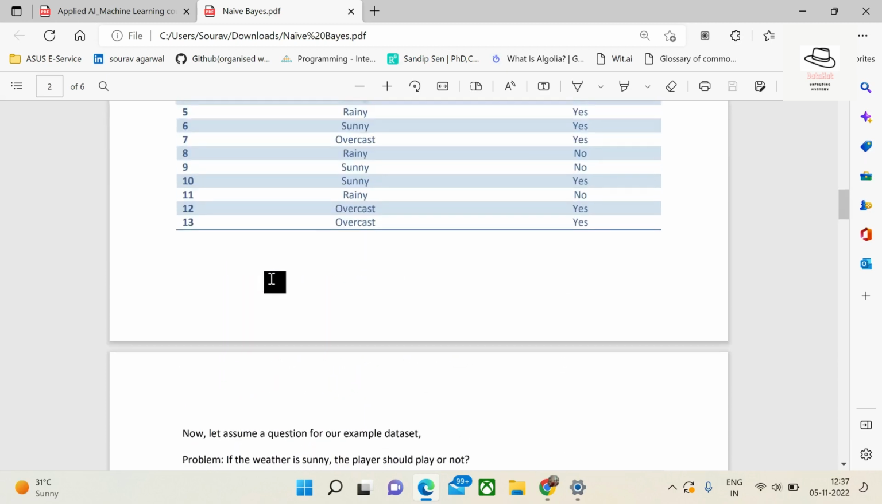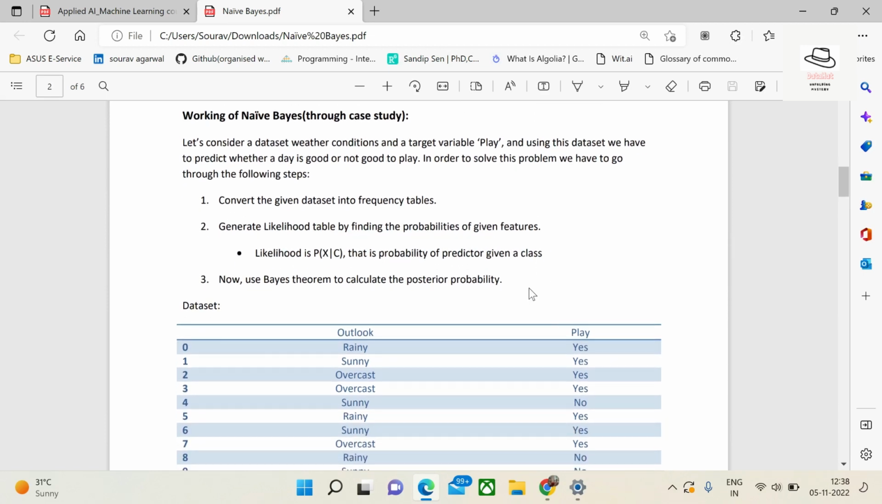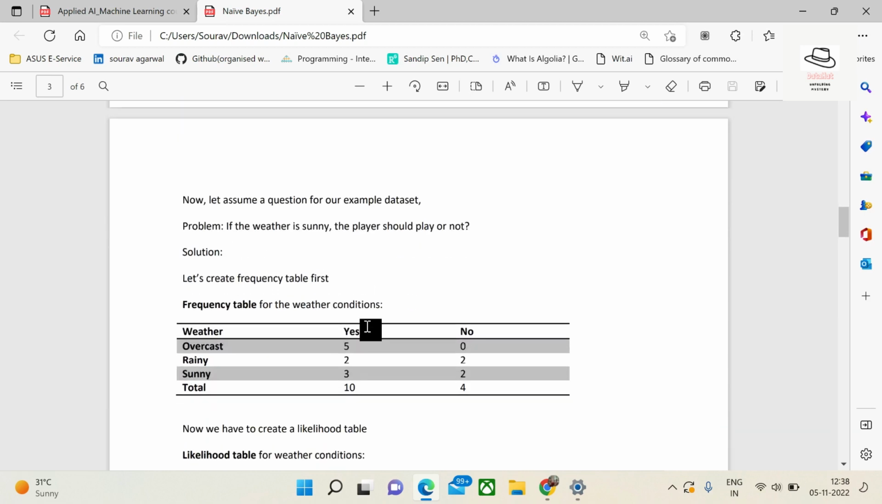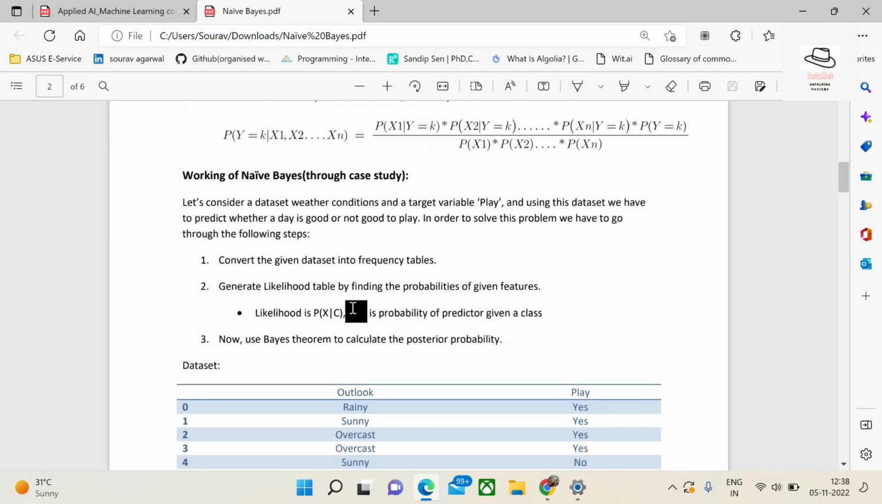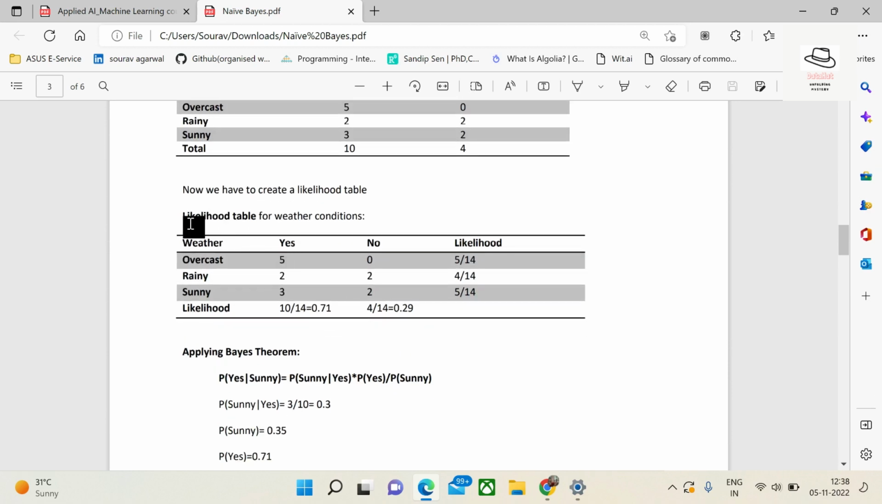Okay. Now, the next thing that we need to do is generate the likelihood table by finding the probabilities of given features. Now, you remember what likelihood is? Given that our class label is already true, what are the chances of observing certain values for our parameters? So assuming that our class is already C, what are the chances of observing parameters X? So we are computing this on the training set. Okay, how are we computing this? The likelihood table will denote something like this.